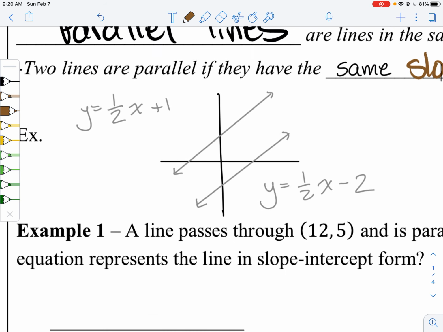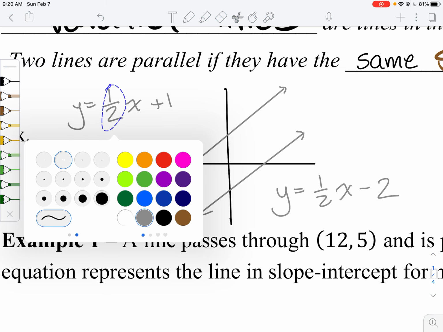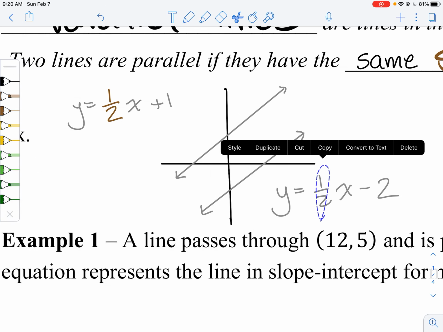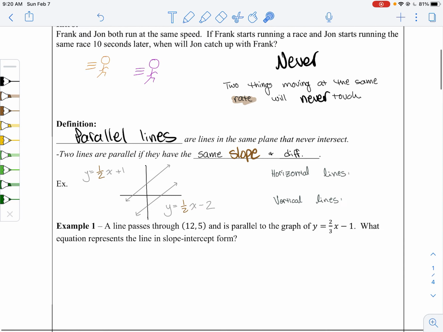Here we've got two lines down here. We've got y equals 1/2 x plus 1, and we've got y equals 1/2 x minus 2. They're moving at the same rate. They have the same rise for the same run. They've got 1/2 as their slope. So they will never touch.